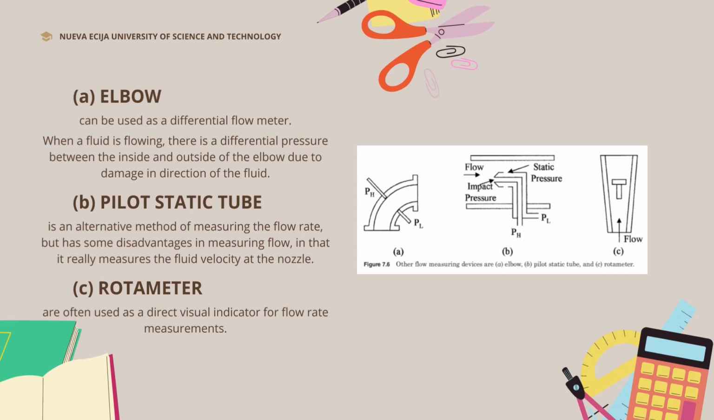Yung pangatlong drawing naman, yan yung rotameter. Yung rotameter, isa siyang variable area meter. So, rotameters are often used as a direct visual indicator for flow rate measurement. The rotameter is also a vertical tapered tube with a T or similar na shape yung weight. As we can see dun sa picture, ayun siya, meron siyang parang patinga. The tube is graduated in flow rate for the characteristics of the gas or liquid flowing up the tube.